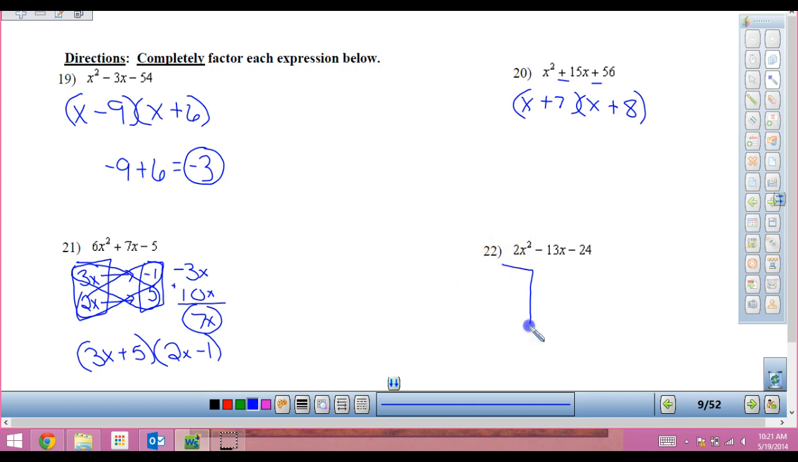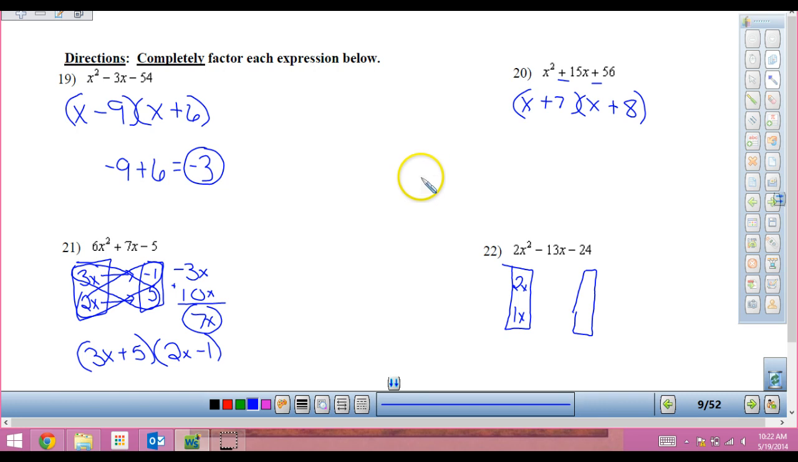Okay. Same thing here. We've got stuff in front, so we need boxes. Okay, we know we're going to have 2x and 1x because that's the only possible way that we can get to 2x. Okay, 24 has lots of possibilities. We've got 1 and 24, we've got 2 and 12, we've got 3 and 8, we've got 4 and 6. So lots of possibilities for 24.